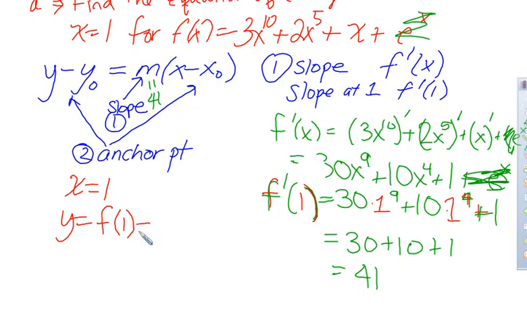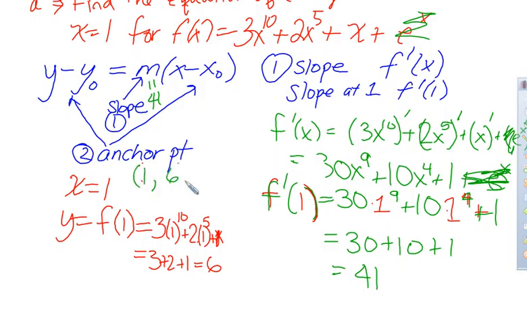So I go back to my original function, which was 3x to the 10th plus 2x to the 5th plus x, or plus 1. And I get 3 plus 2 plus 1 equals 6. So my anchor point is 1, 6. Okay? Yes. 3 times 1 to the power plus 2 times 1 to the power, then plus 1. Plus 1. Yeah, sorry. Sometimes the pen's a little something.